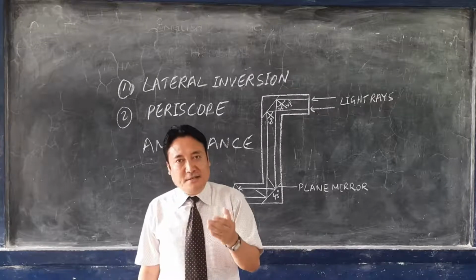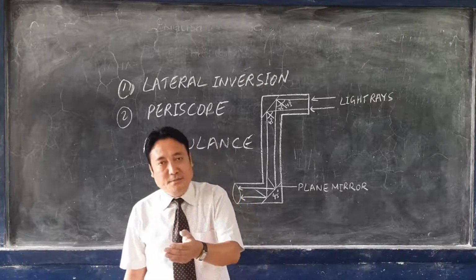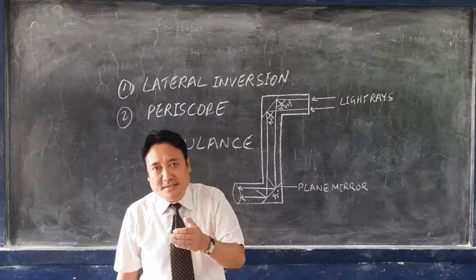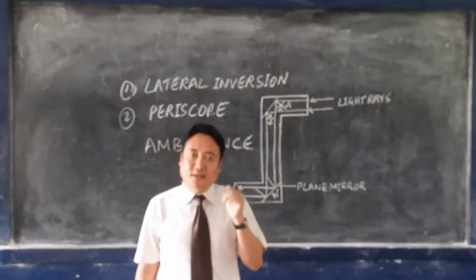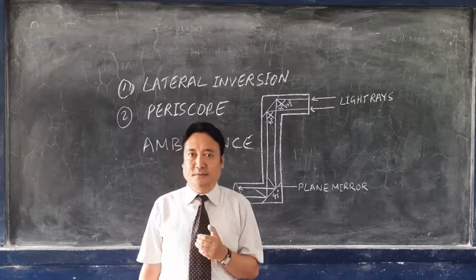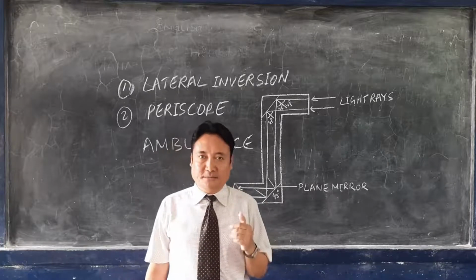So in lateral inversion, the left side of the object will appear to be the right side of the image, or the right side of the object will appear to be the left side of the image. So that means the object and the image will be different. The right will appear left, or the left will appear right.